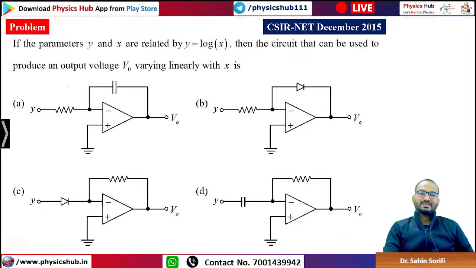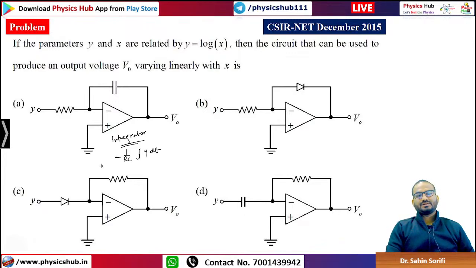First circuit is the integrator circuit, right? Integrator. It will just integrate y dt, minus 1 by RC. It will be something like this. That's some constant. So, is it varying linearly with x? No. It is not varying linearly with x.